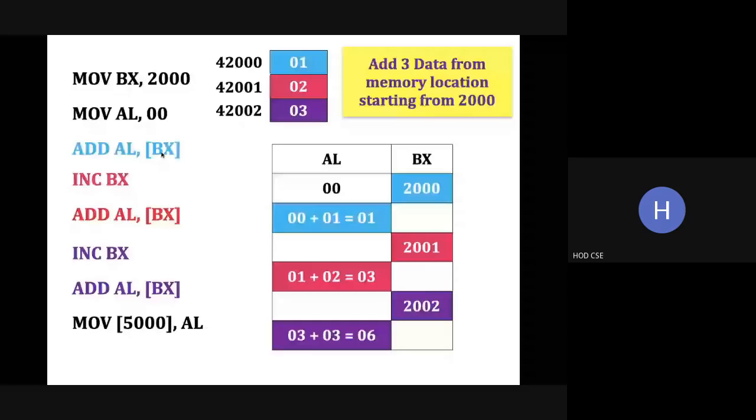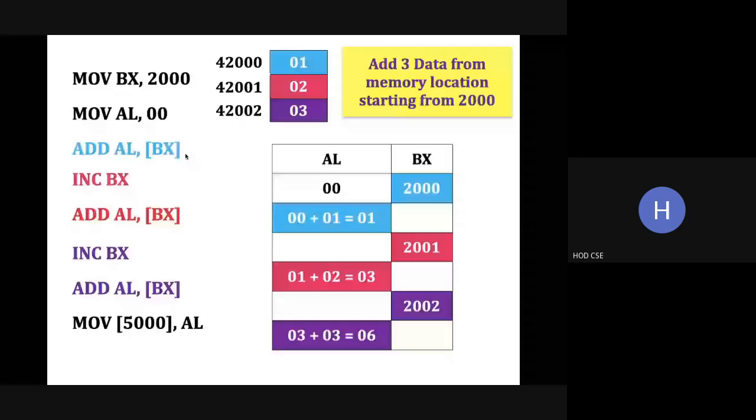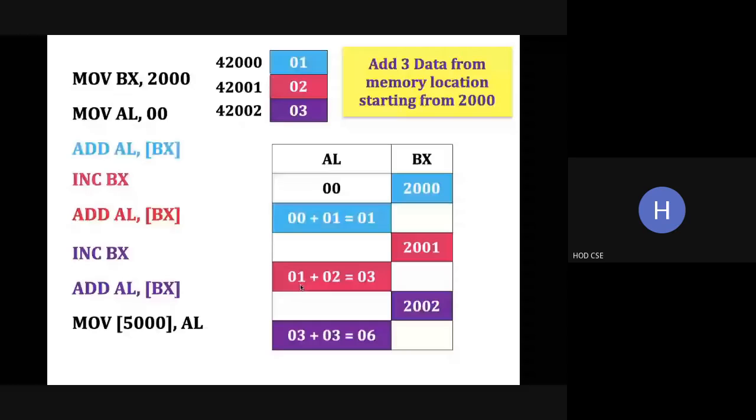So let's see a table here. AL is 00 and BX is 2000. The first data 01 is added with 00, so we get 01. This process is over. Next, I'm incrementing the BX register, so BX becomes 2001. Again, I'm adding the data to AL. AL already contains 01, to that the second data 02 is added, so we get the output 03.